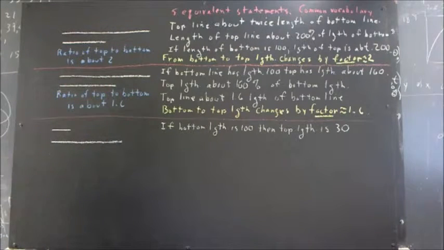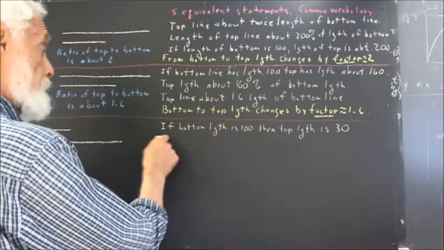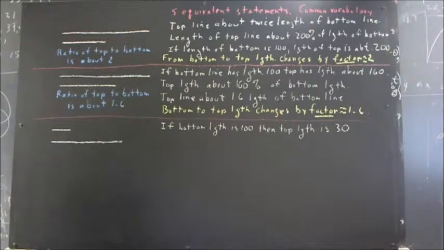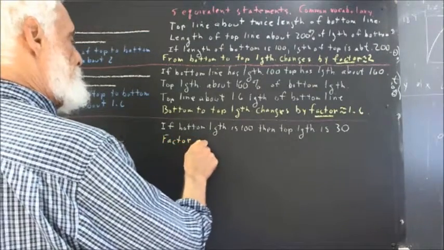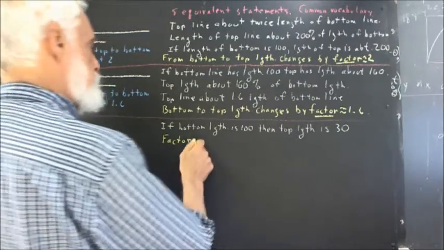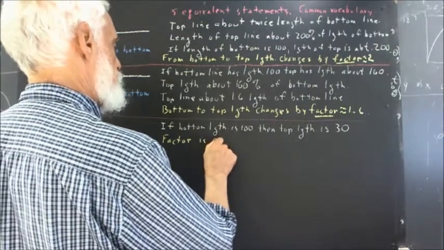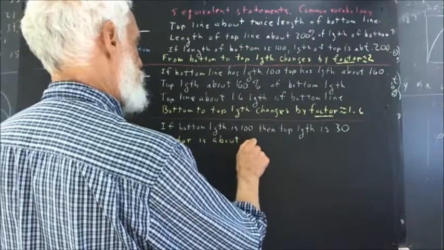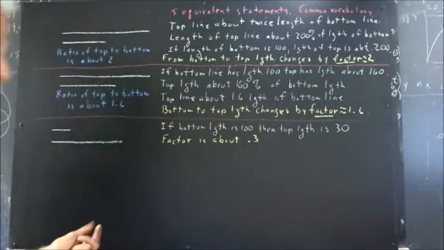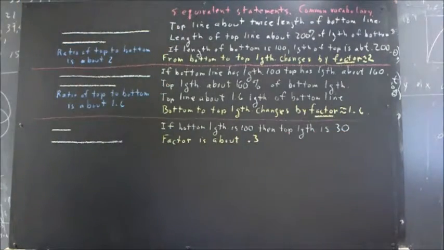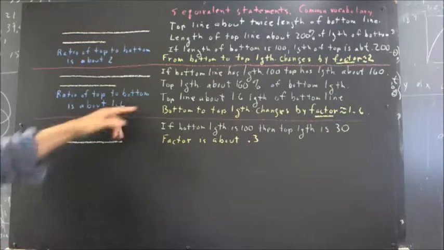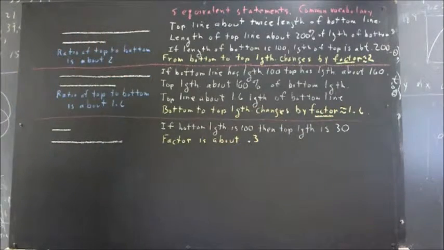So I'm not going to make all these statements, but I'm going to say the factor, and I'm going to put that in a different color because that's really important. So that would mean the factor would be about 0.3. Okay, if you got 30 out of 100, that's about 0.3. And that's the factor by which we change if we go from the bottom to the top. We could expand that into the entire statement, but to keep it fairly compact, we'll just say it this way.